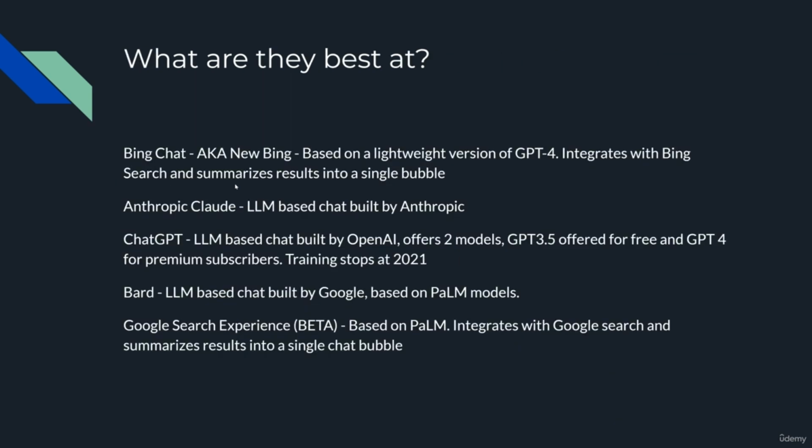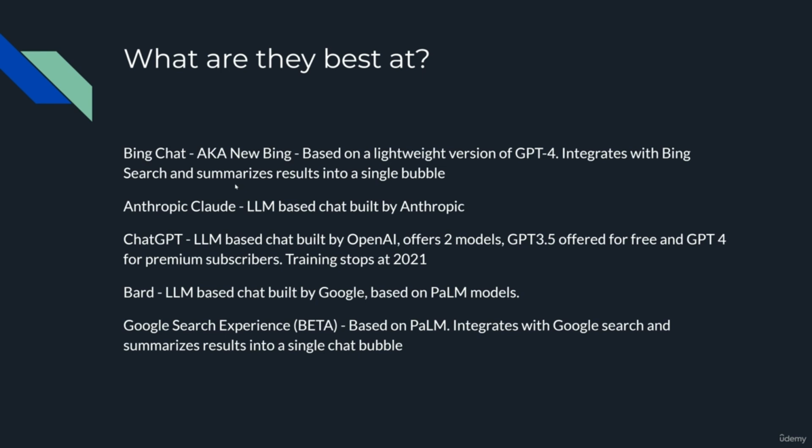Now, picking the right LLM is as important as writing prompts because different LLMs have an edge in different things. And in this section, we're going to learn more about each of their pros and cons and when to use each one for its specific best use case. So Bing Chat, aka New Bing, is based on a lightweight version of GPT-4, which is built by OpenAI due to their partnership, and it integrates with Bing Search and summarizes results into a single bubble.